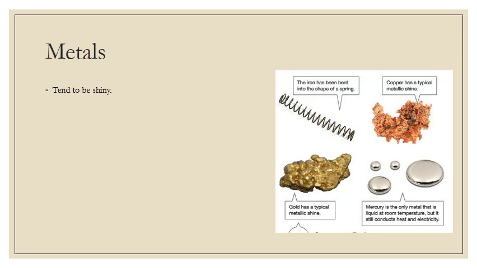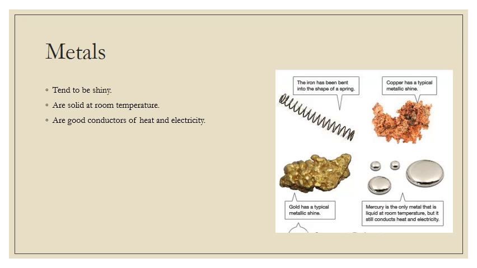Metals, as you probably know, they tend to be shiny. They are solid at room temperature, except for mercury. Mercury is the only metal that is liquid at room temperature. It still conducts heat and electricity, and that's the reason why it has been used in those old-fashioned thermometers.